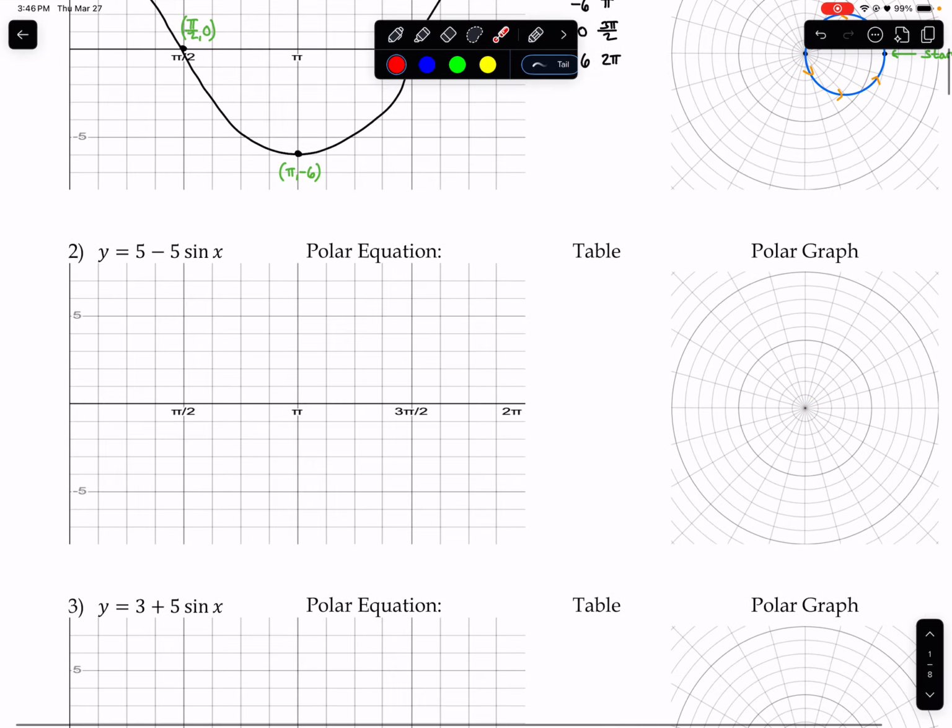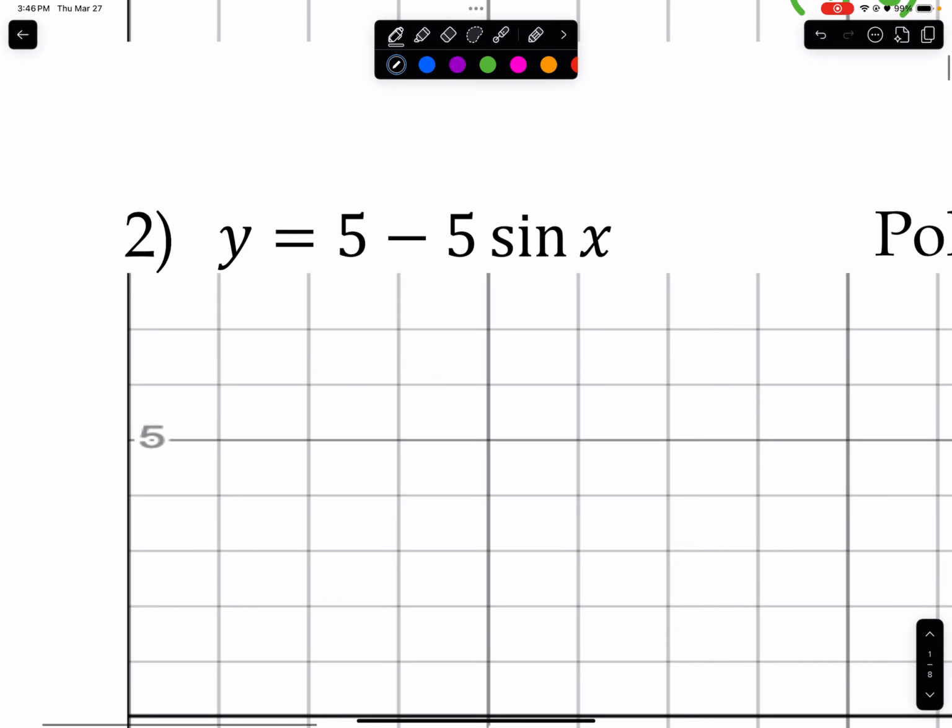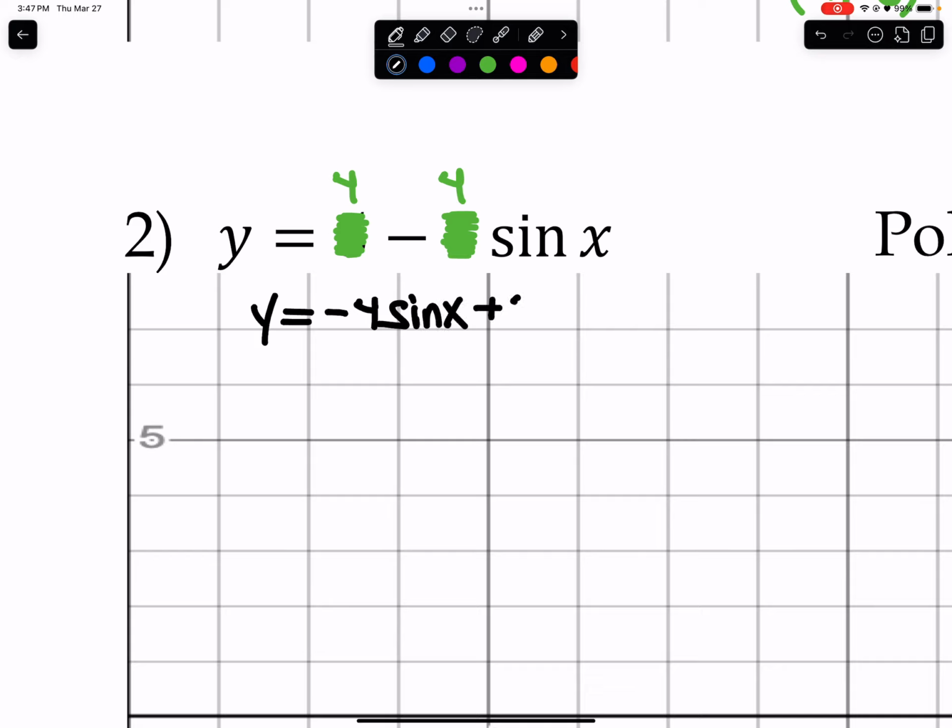So if you look at your equation down here, I'm actually going to rewrite this, or actually first off, I'm going to change these to 4s so that it actually fits on my graph. So really, when I rewrite this, this should actually be negative 4 sine of x plus 4. So here, when I rewrite it like this, you can see that we're going to have a midline of positive 4, an amplitude of 4, and we also are going to have a reflection over the x-axis.